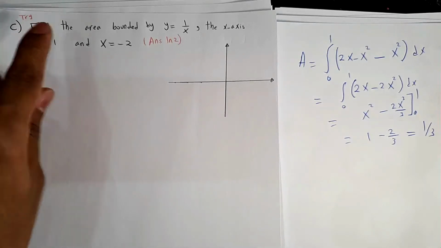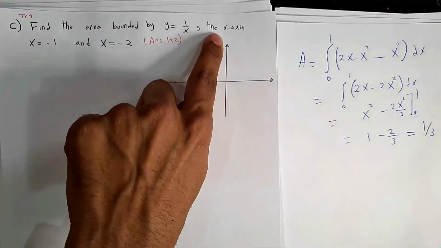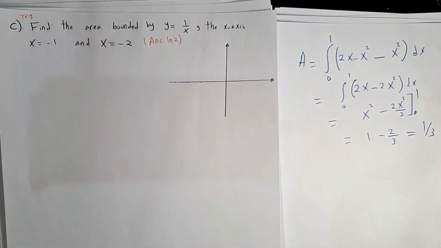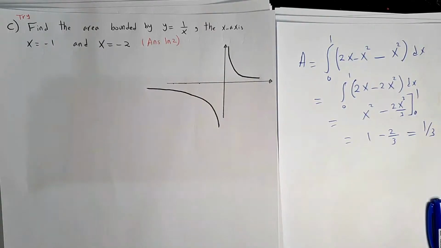He said, find the area bounded by this curve and the x-axis, x equal to minus 1 and x equal to minus 2. Take 1 minute, please. Alright, did you get the answer, which is ln 2? Okay, let me solve this question.